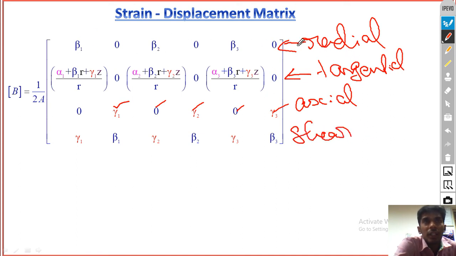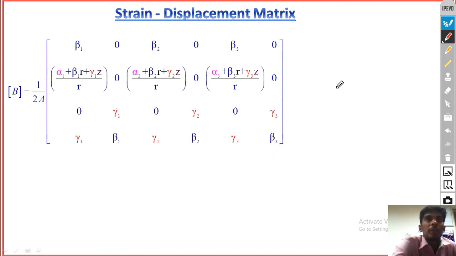In the radial direction we are getting these parameters. In the tangential direction we are getting these parameters. In the axial direction, meaning the vertical z direction, we are getting the z directional parameters. The shear has both the parameters. That's what fills all the elements. First z, then r, z, r, z, r. That means gamma 1, beta 1, gamma 2, beta 2, gamma 3, beta 3. This is the basic meaning of this strain displacement matrix.